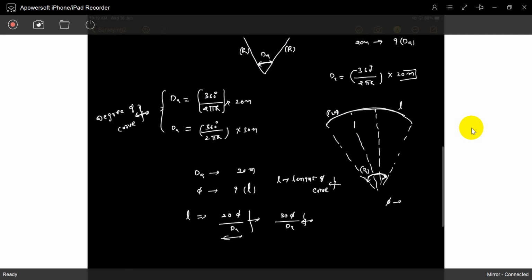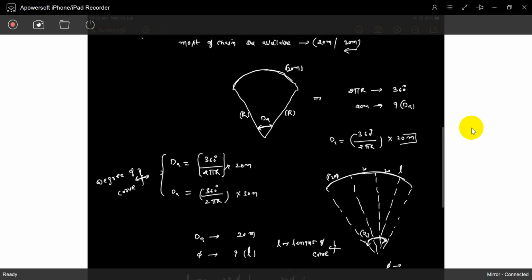These are 20, 20, 20 for each degree of curve. That is the general basic idea. You can also take this directly: for a 20-meter chain it is calculated as 1145.92 divided by R. For a 30-meter chain, it is 1718.87 divided by R. That is one thing.